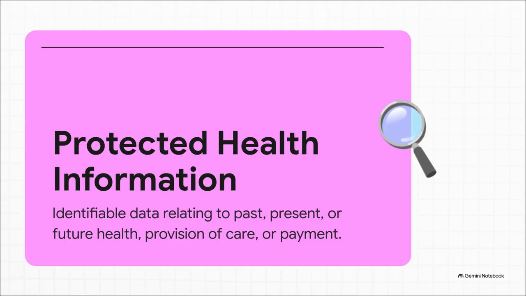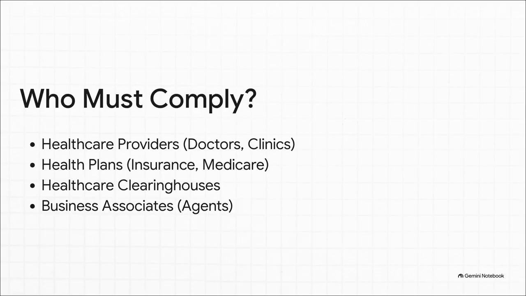That means basic demographic data. We're talking a patient's name, their home address, a social security number, or even something like a license plate number. They all count as PHI if they are connected to healthcare provision. If a piece of data could reasonably allow a person to be identified in connection with their health, it is strictly protected, no exceptions. So, the privacy rule applies specifically to covered entities that transmit medical information electronically.